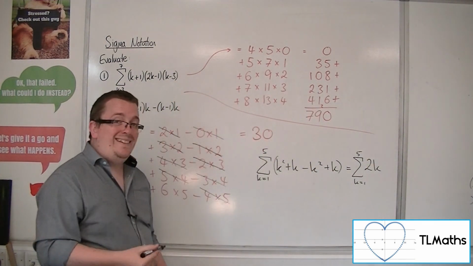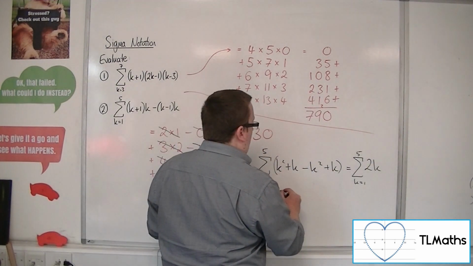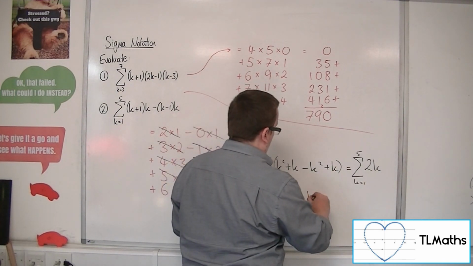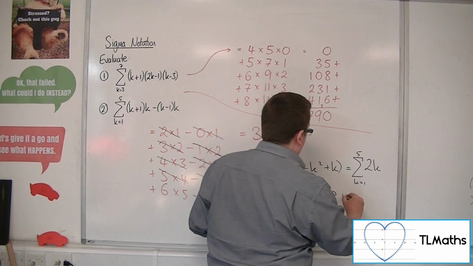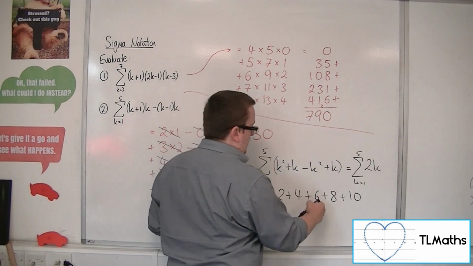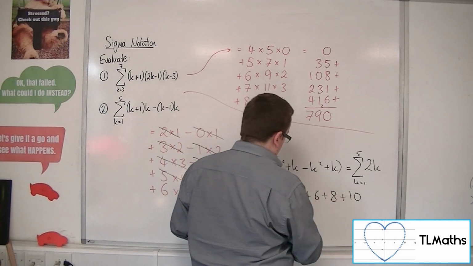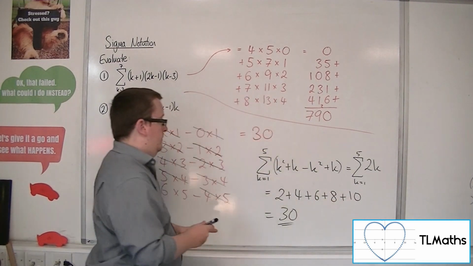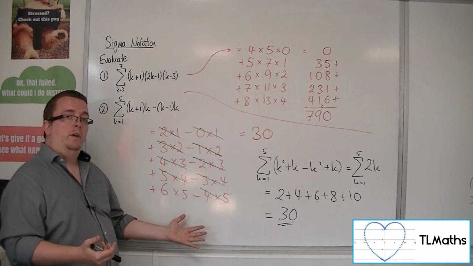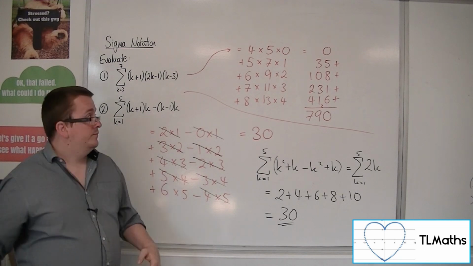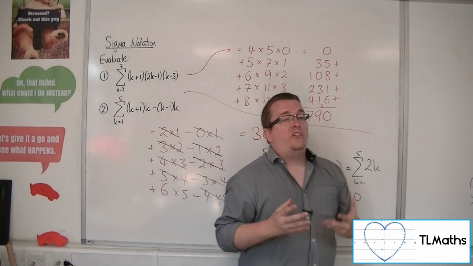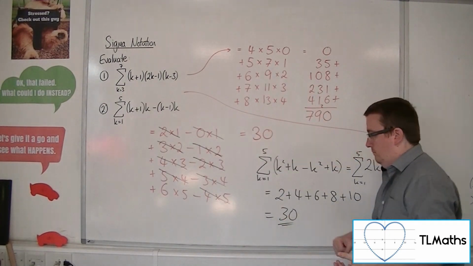Which is a lot easier to evaluate, because that is 2 plus, well, 2 lots of 2, so 4 plus 6 plus 8 plus 10. 2, 6, 12, 20, 30. Which is a lot easier and less likely to make mistakes than that one. So in some cases, expanding brackets can be a bad thing. And in some cases, expanding brackets can actually be a good thing.